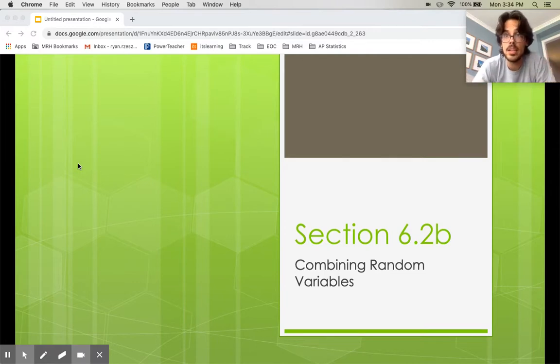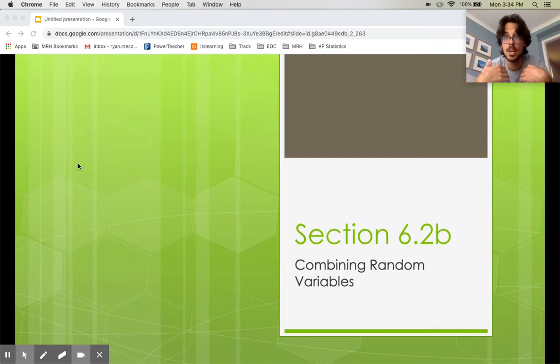So the first thing I need to show you guys before we get into the actual rules is how is this lesson different than the last one? Section 6.2a was called linear transformations of a random variable. So I have my x, my random variable, and I do numbers to that random variable. I can add, subtract, multiply, or divide a number to my random variable. Okay? And we learned those rules already.